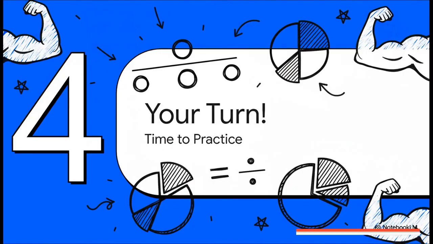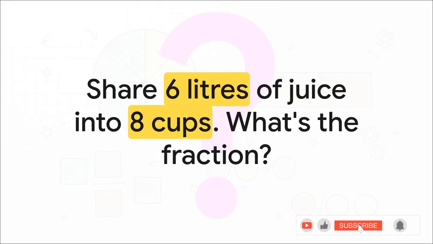You've seen how it's done, now it's your turn to flex those new math muscles. I've got a practice problem right here for you. Okay, here it is. You have 6 liters of juice, and you pour it all equally into 8 different cups. How would you write the amount of juice in each one of those cups as a fraction? Go on, pause right here and try to work it out. I'll be here when you get back.